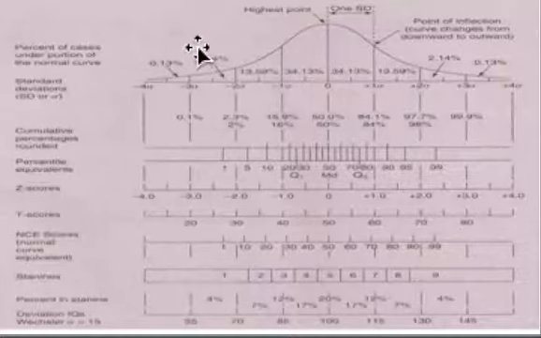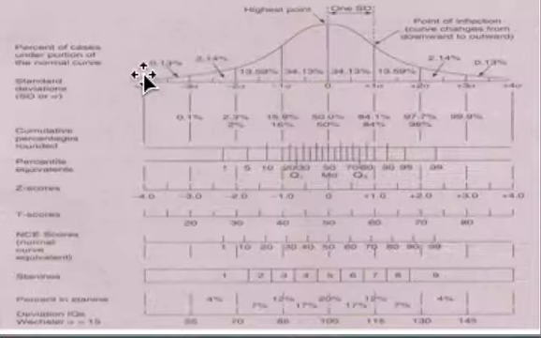But the idea here is that when we look at the normal distribution, it just means that there are a lot of people who are average, and as we get farther and farther away from average, there are fewer people both on the high side and on the low side.